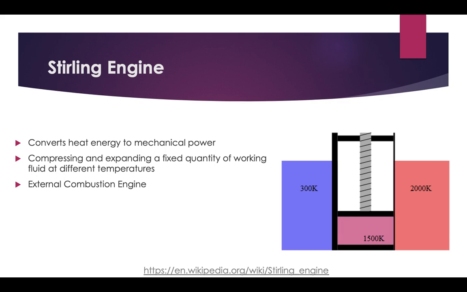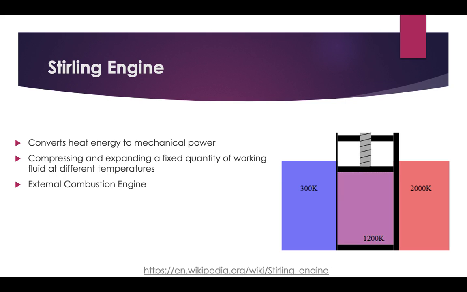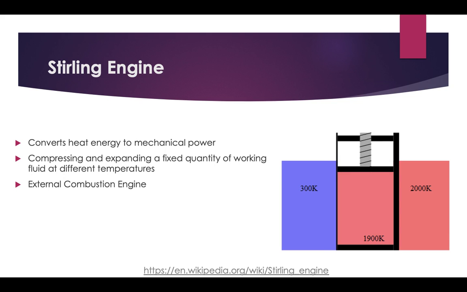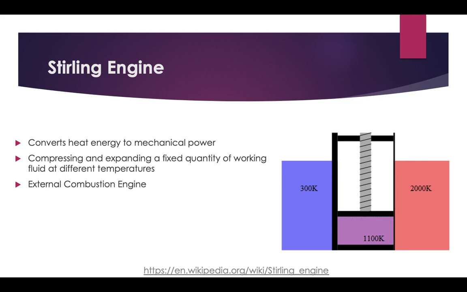Now we are going to study about what is Stirling engine. So Stirling engine is an engine which converts heat energy to mechanical power. So basically it converts one energy into another form of energy by compressing and expanding a fixed quantity of working fluid at different temperature. It is also called external combustion engine. So you can see a diagram showing the basic working principle of Stirling engine.